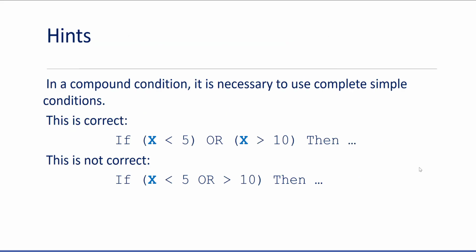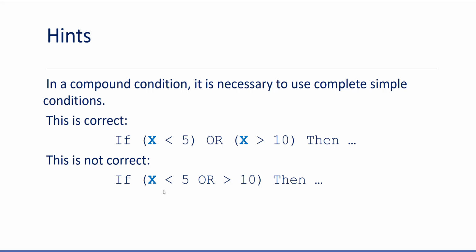All right, this is important too when you're doing a compound condition. Notice here that we are comparing X is less than 5 or X is greater than 10. It's really important to remember that when you're creating these compound statements, even though X is the same in both, you have to put that X on both sides.